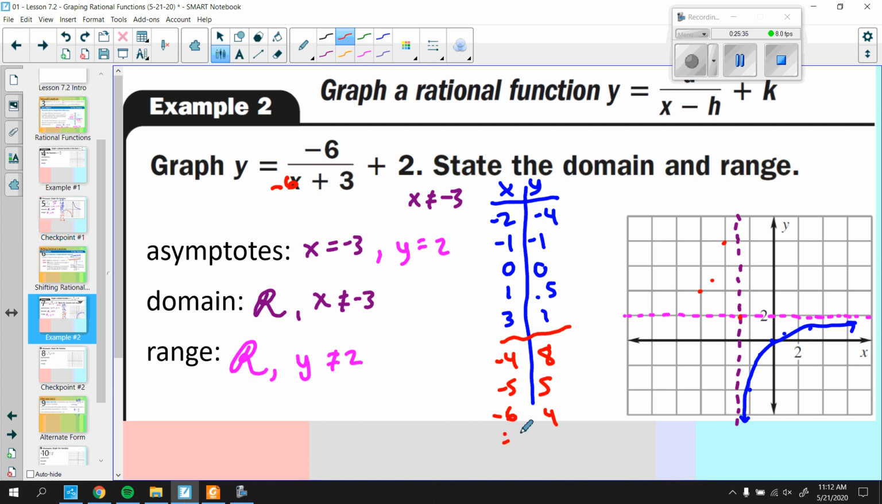One more. -7. This was going to be the one. So -7 plus 3 is -4. So now I'm getting positive 1.5 plus 2 is 3.5. 2, 4, 6, 7, 2, 3 and a half. There we go. I think we're good.